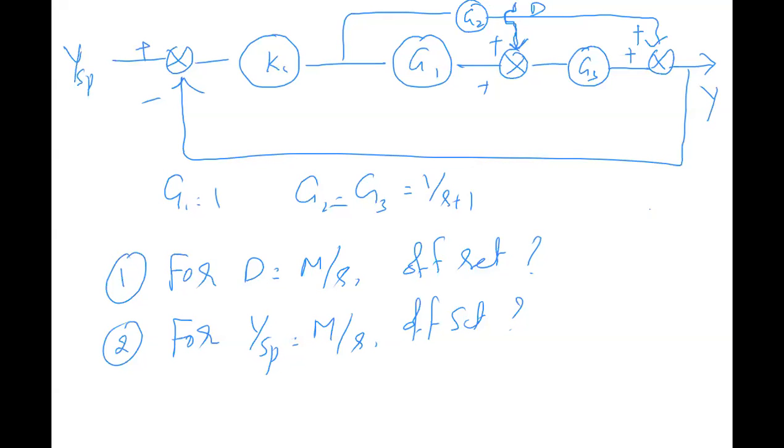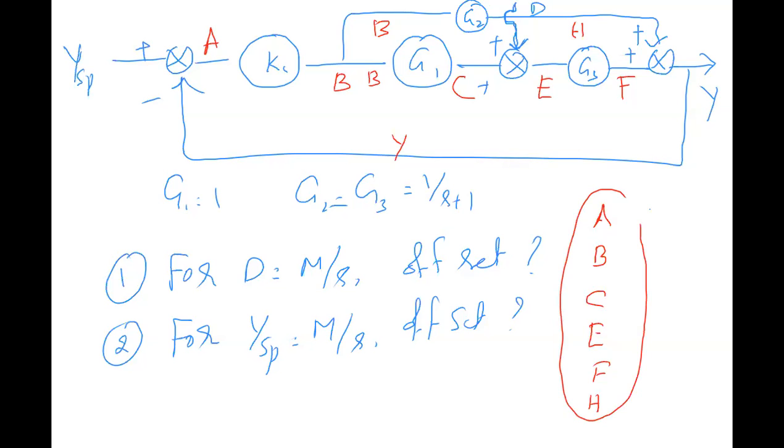Just first thing is assign the variables. Let's say this is A, this will be B, this will also be B, this will be B, this will be Y. This is, let's say, C. D is already a signal, so I can't take D. This is E. This is, let's say, F. This is, let's say, H. So basically A, B, C, E, F, H. You have put 6 variables. So how many equations can you write? 7 equations you have to write.